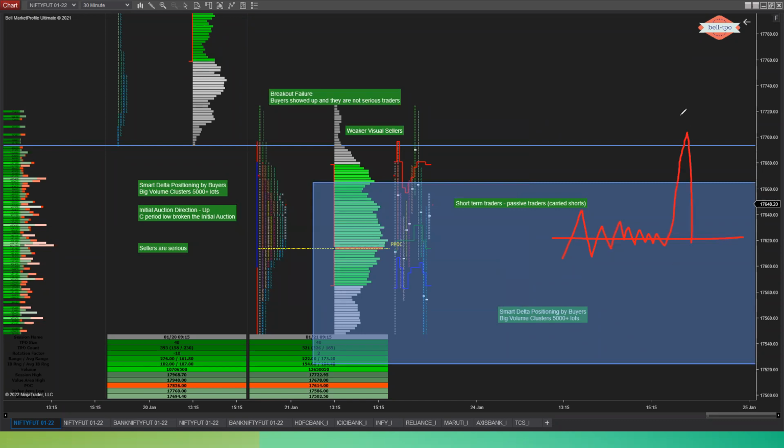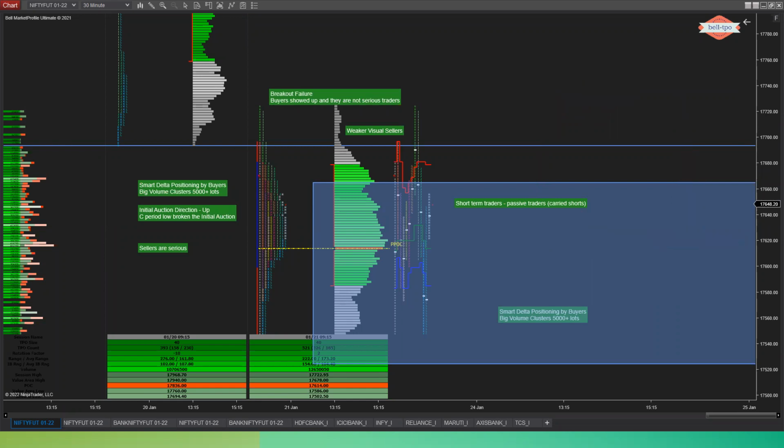This is a rejection. Rejection means they're not such serious buyers. Who showed up? Buyers showed up. Are they weaker? Yes, they are weaker. Why are they weaker? Because there is no acceptance. If they were strong buyers, price would have gone up and they would have done more activity above that level. That doesn't happen, and that indicates only one thing here: buyers are not serious. So it's a low buyer confidence.